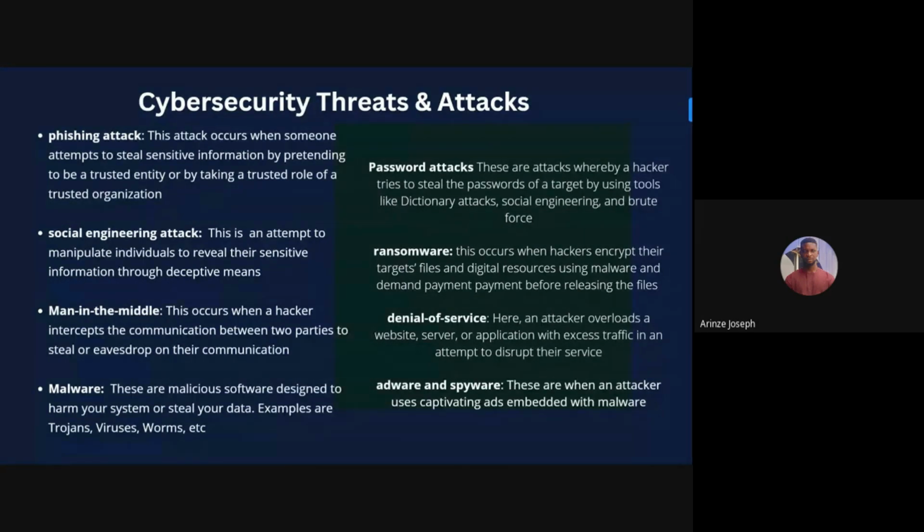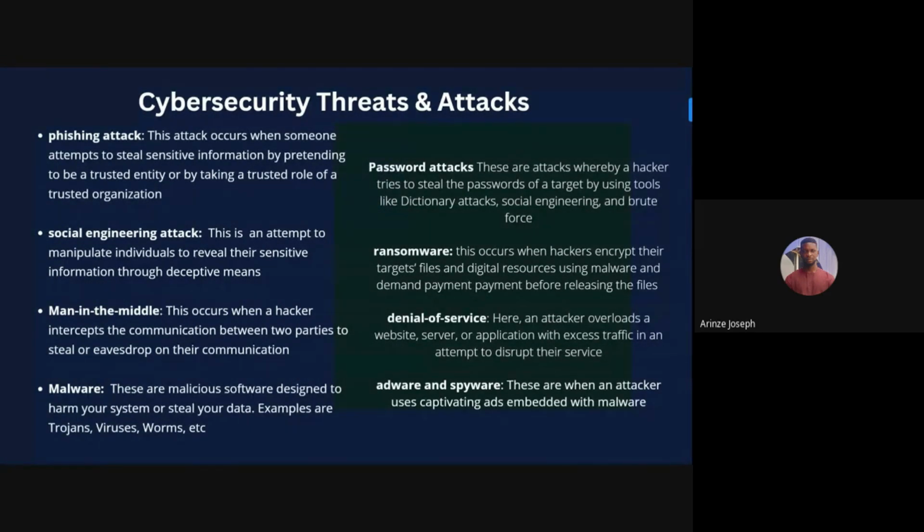Then there is malware attack. Malware is malicious software. There are so many types of malicious software: Trojan, virus, worms. These are just a few examples. Then there's password attack. We are going to do something on password attack when we go into the practical aspect of our course. We are going to use tools like Buster or GoBuster to look at this. So this is when someone tries to attack your login details by providing some credentials. So when this happens, it is called password attack.